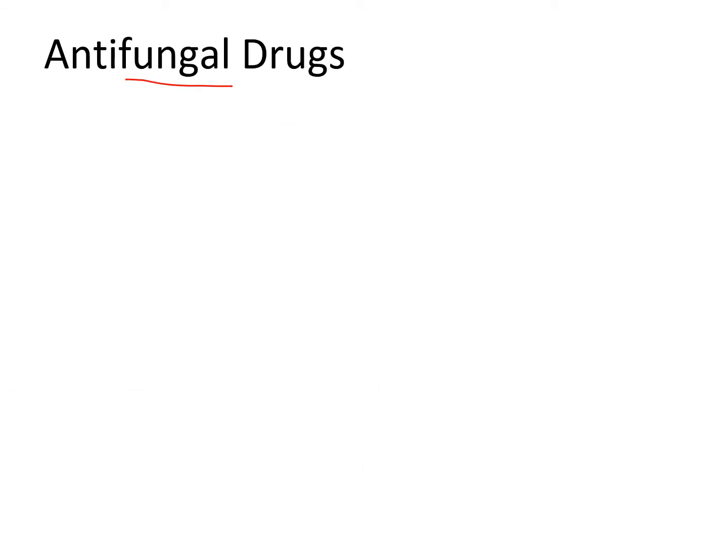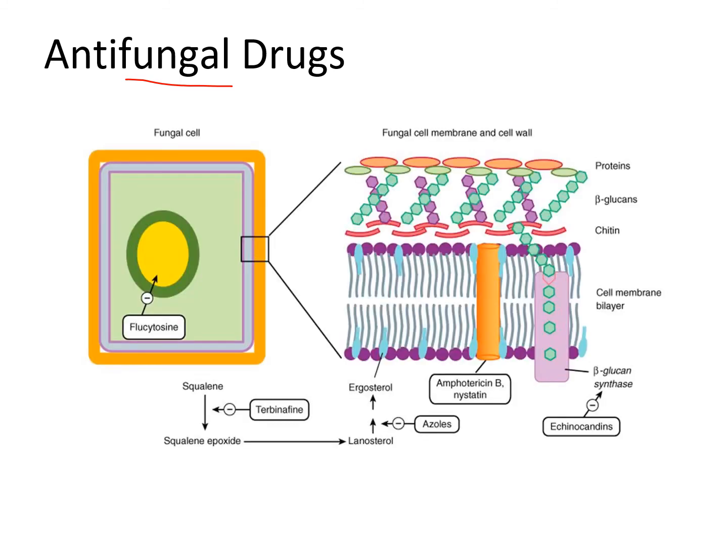Fungal cells are eukaryotic cells, so their structure is very similar to animal cells, to human cells. So to find an antifungal drug that is selectively toxic, you need to know the structural differences between a fungal cell and a human cell. Two of the major differences are that fungal cells have a cell wall, and the major compound in the cell wall is chitin. So some of these drugs target the chitin. Another difference is the sterol found in the cell membrane. In fungal cells, it's ergosterol. In animal cells, it's cholesterol. So most of the antifungal drugs are targeting either the cell wall or the ergosterol, and these are two structures or compounds that are not found in human cells.